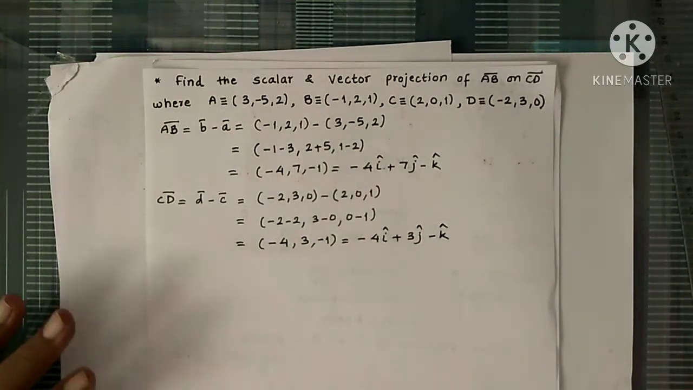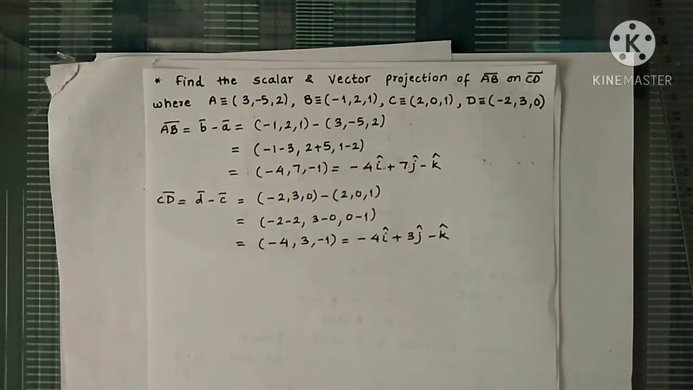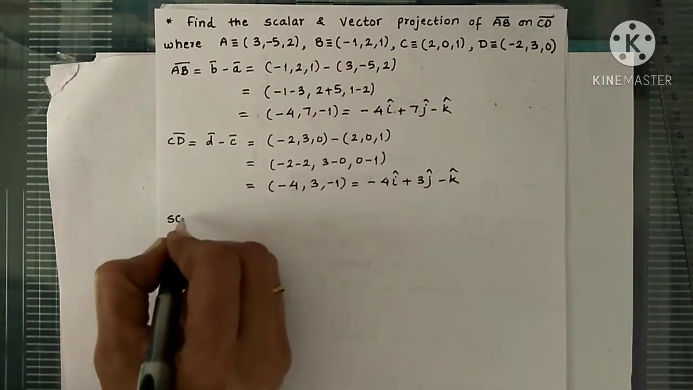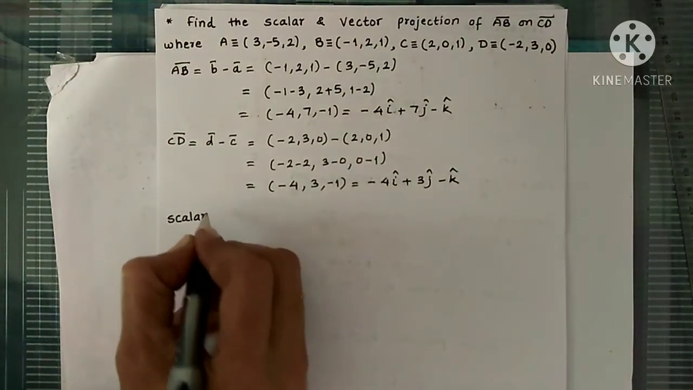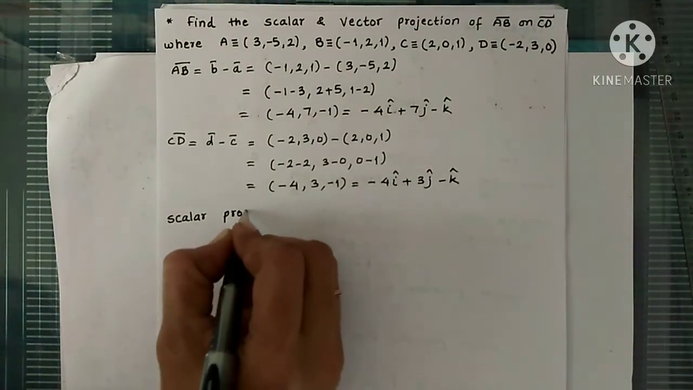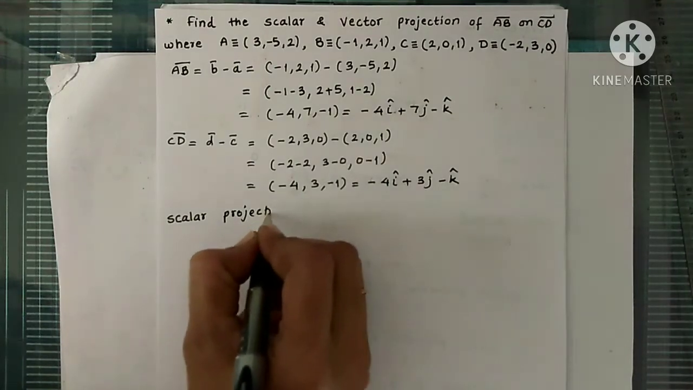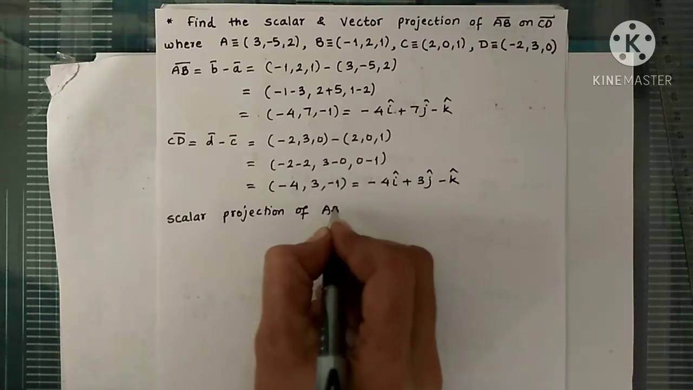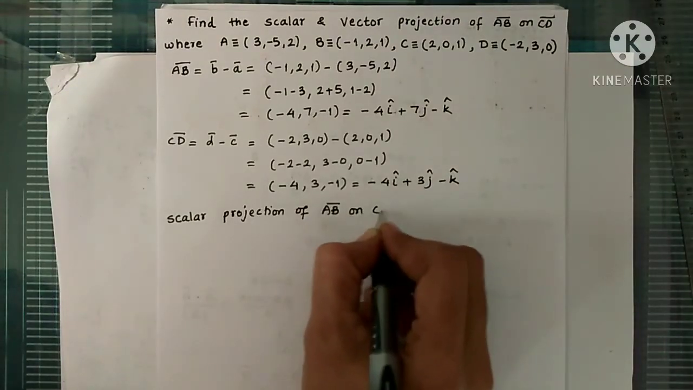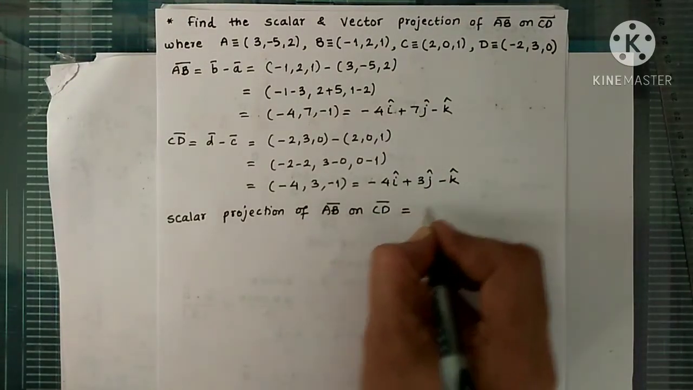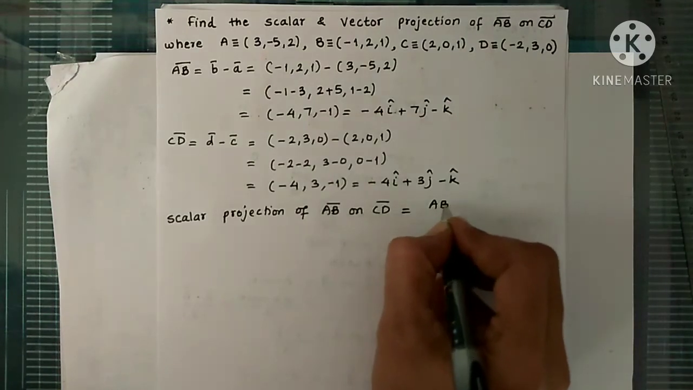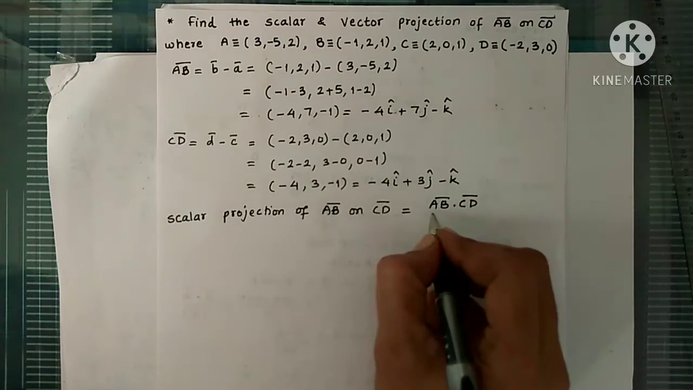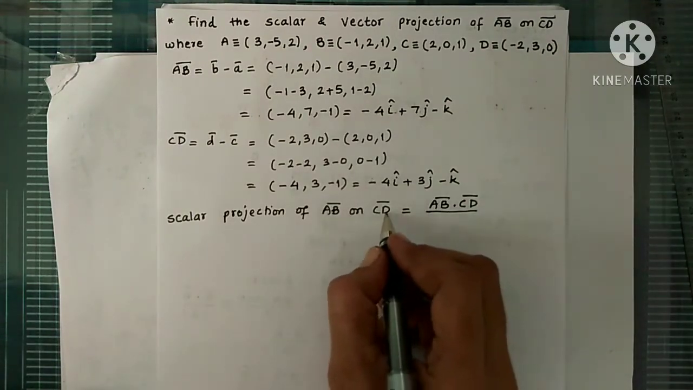So first let's write the formula for scalar projection. Scalar projection of AB bar on CD bar. In the numerator we have the dot product of these two vectors. So it is AB bar dot CD bar divided by modulus of CD bar.